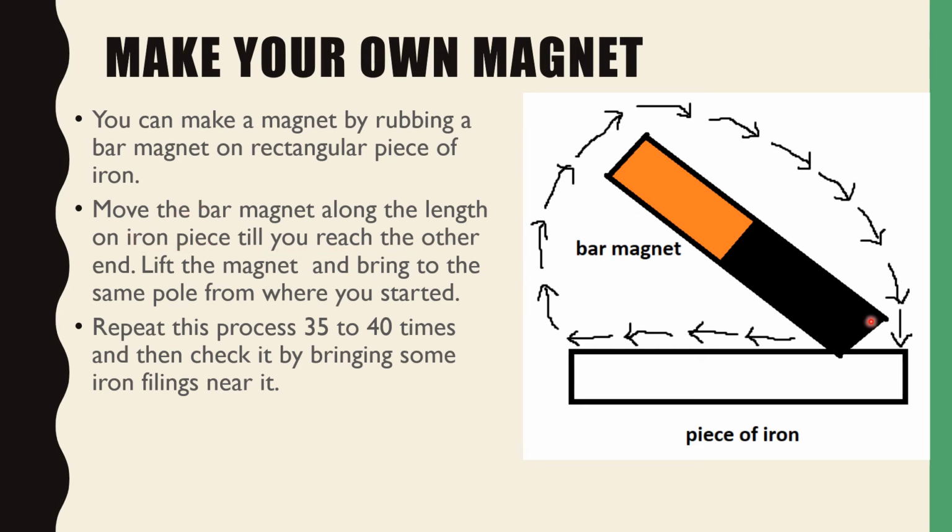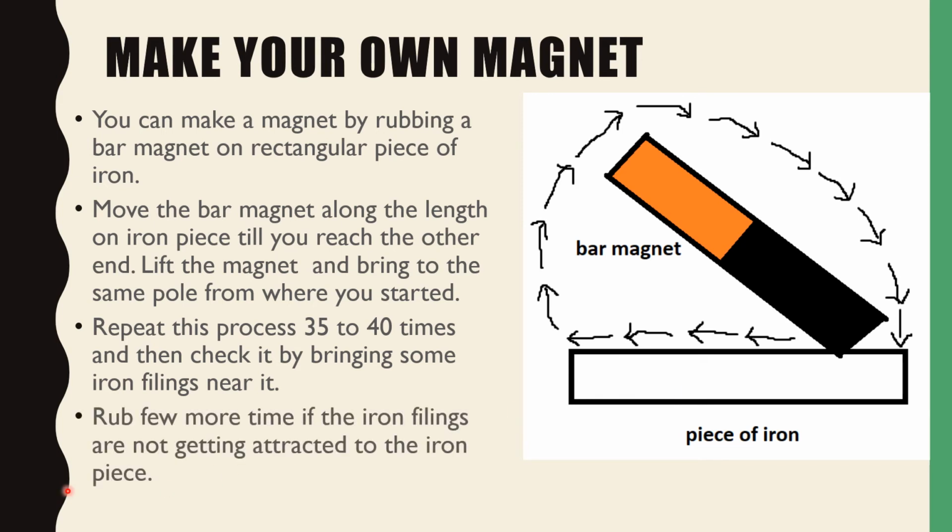You start rubbing from here, go to one end, and then again start rubbing from here, go to one end, and you have to repeat this activity 35 to 40 times. You have to repeat this process and check by bringing some iron filings or any magnetic material towards this iron to check whether this piece of iron has turned into a magnet or not.